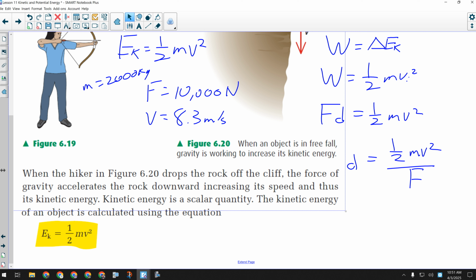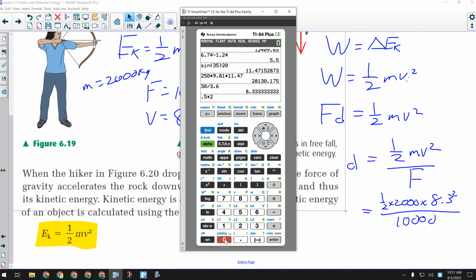All right, so if I plug all that in, if I say going the speed limit, I would go 1/2 times 2,000 times 8.3 squared divided by 10,000. Okay, it's going to take me 6.94 meters to stop at 30 kilometers an hour.